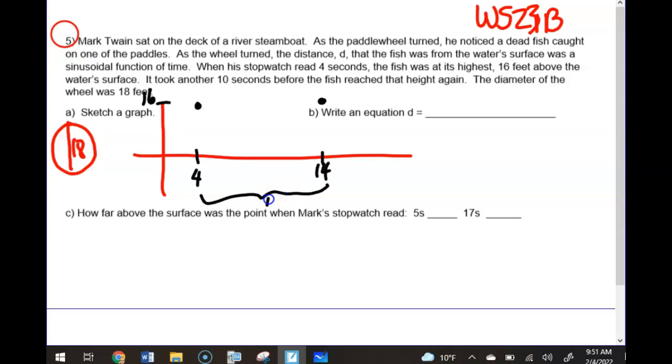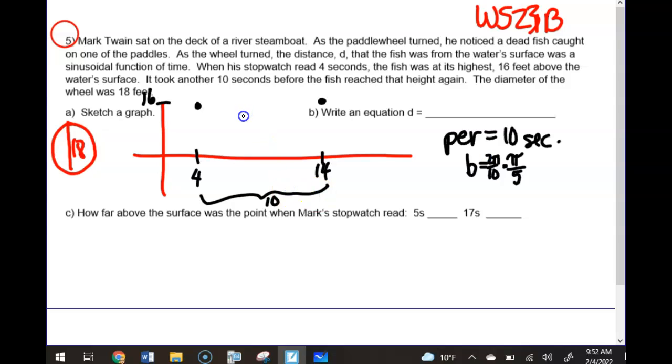So what do we know? 10 is the length of time it took, which is the period. So into the equation, we'll put 2 pi divided by 10 or pi over 5. Is that right? 2 pi over 10 or pi over 5.